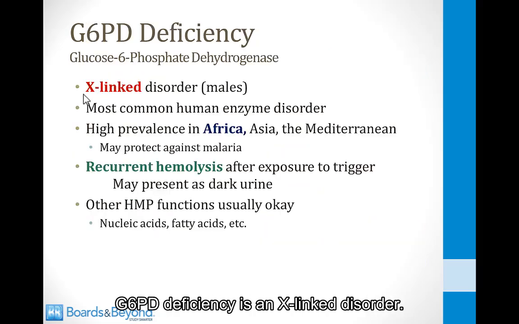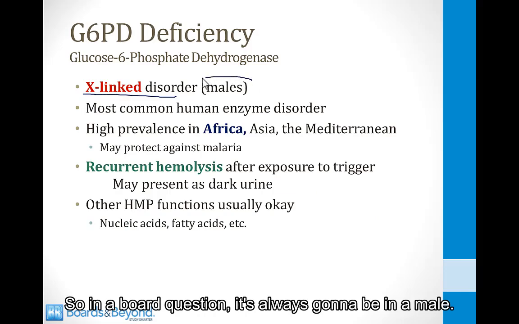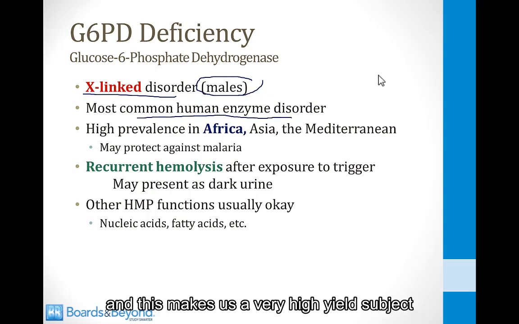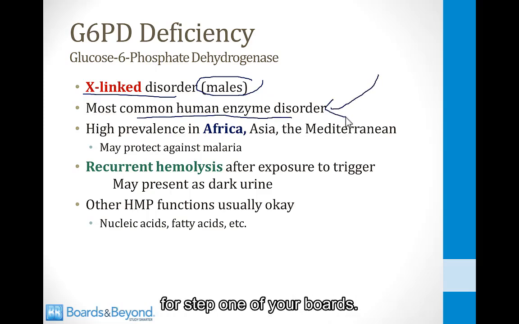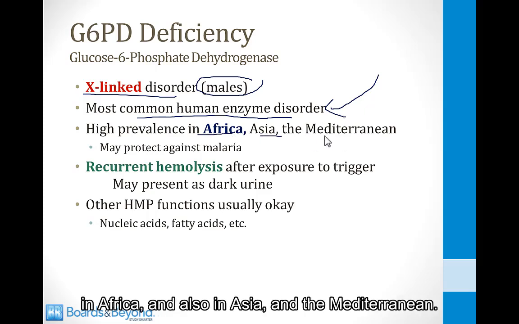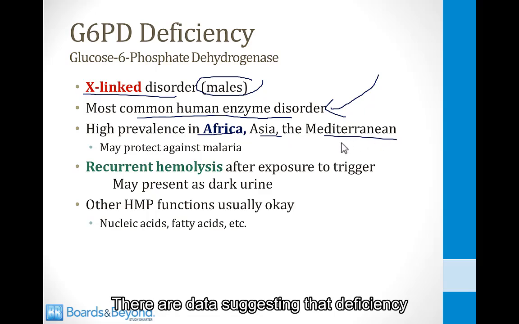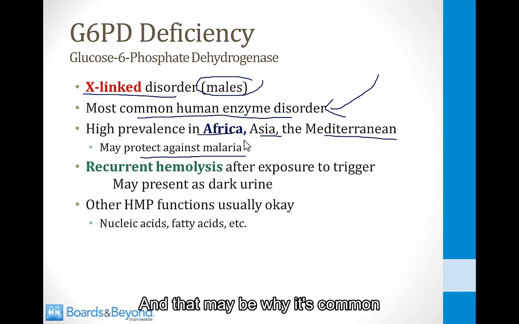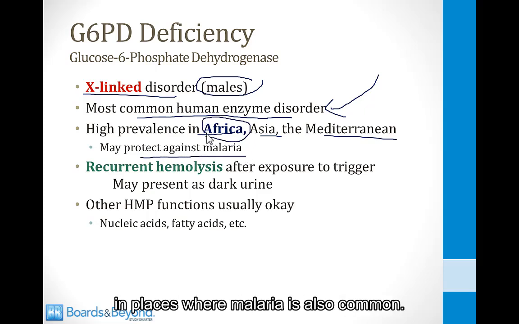G6PD deficiency is an X-linked disorder, so in a board question, it's always going to be in a male. It's the most common human enzyme disorder, and this makes this a very high-yield subject for Step 1 of your boards, also all your Steps and the internal medicine boards as well. There's a high prevalence of G6PD deficiency in Africa and also in Asia and the Mediterranean. There are data suggesting that deficiency of this enzyme may be protective against malaria, and that may be why it's common in places where malaria is also common.